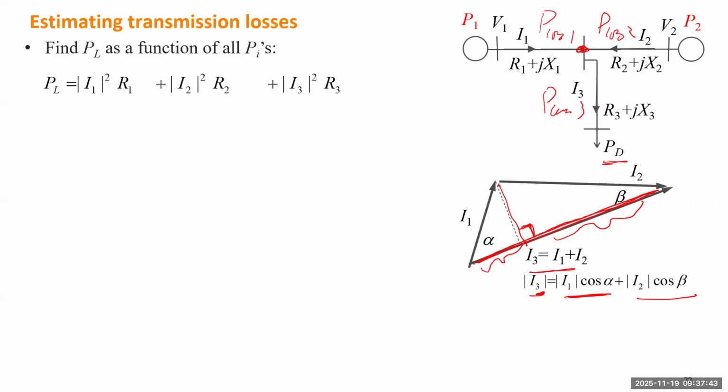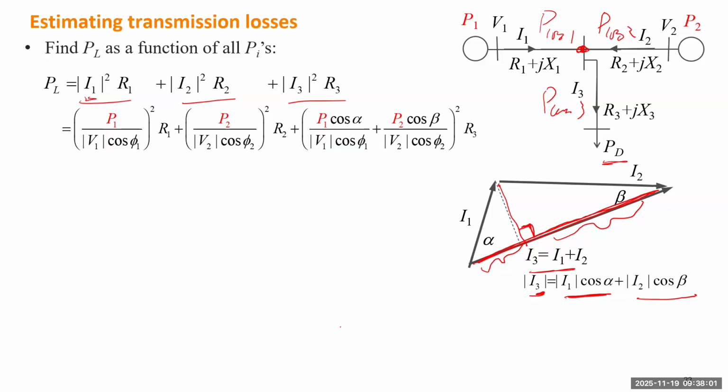All right, so now we're ready to find the quadratic function of the loss about all the generator output. The loss for this system only has 3 components, 3 branches.